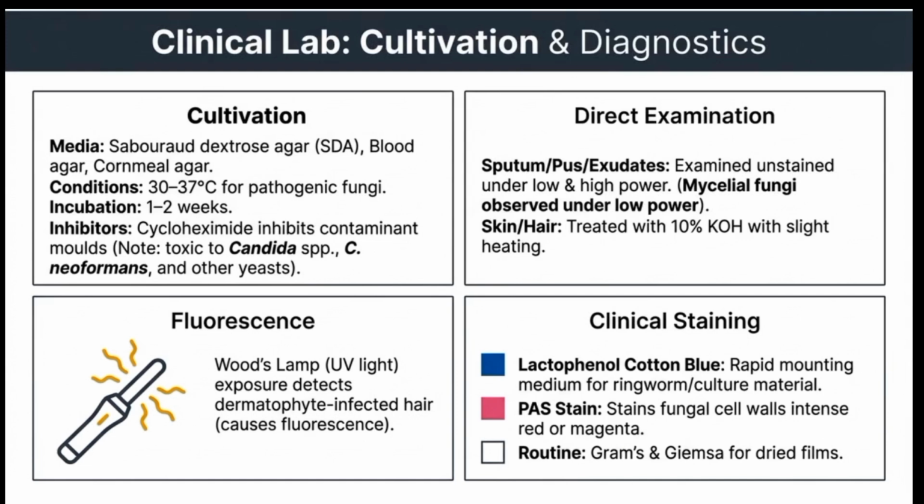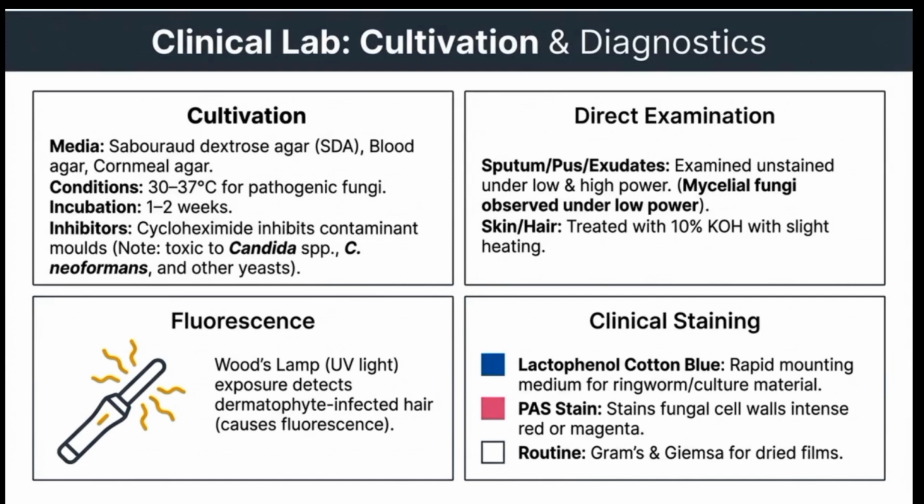They use inhibitors to filter out the background noise of harmless environmental molds so they can find the pathogen. That's right. But one of the main inhibitors they use, cycloheximide, is actively toxic to Candida species and Cryptococcus neoformans. Wait, we use cycloheximide to filter out the junk, but it accidentally kills some of the exact dangerous yeasts we might be looking for? That sounds like a diagnostic tightrope. It is the ultimate diagnostic tightrope.